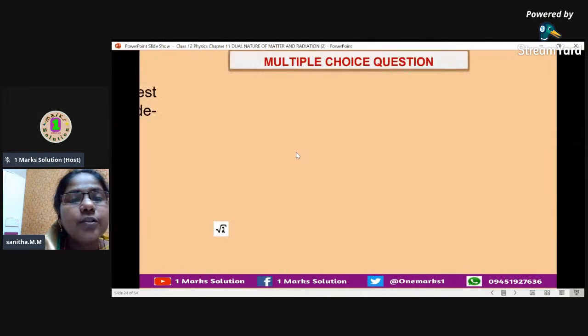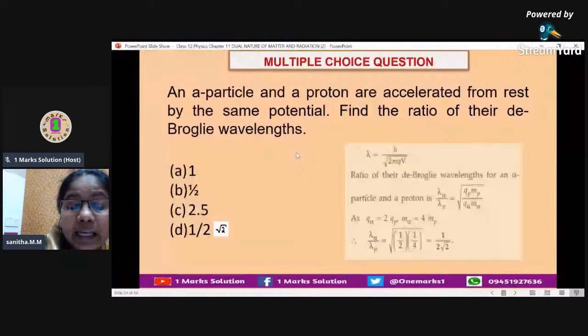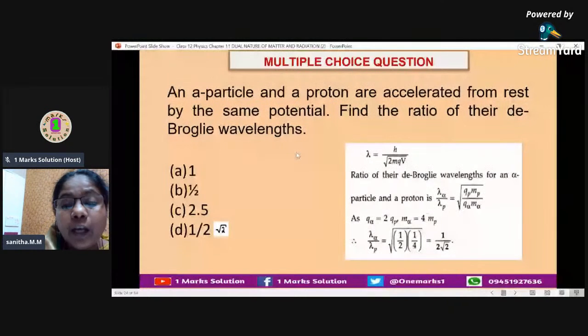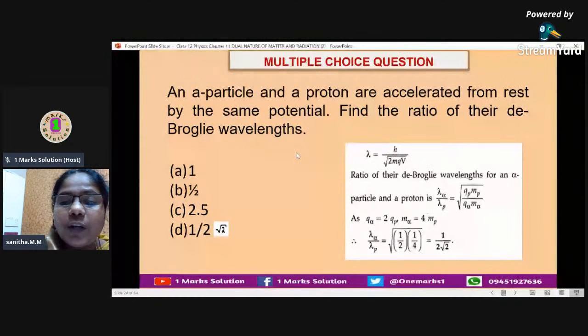Now we can go to the next question. An alpha particle and a proton are accelerated from rest by the same potential. That means V is same. Find the ratio of their de Broglie wavelength. First of all we have to give the equation for that. Lambda is equal to h divided by root of 2mqV. Q stands for the charge. Here, what is same? Potential is same. So V remains same. We don't want to take that.